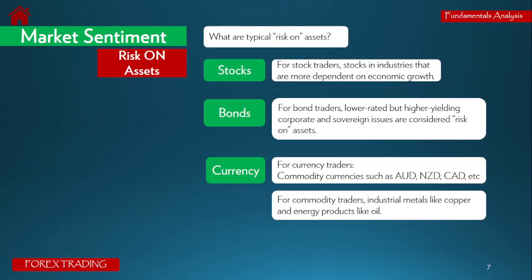Now let's see what are typical risk on assets. We have stocks again, for stock traders, stocks in industries that are more dependent on economic growth. We have bonds for bond traders: lower rated but high yielding corporate and sovereign issues are considered risk on assets. And for currency traders, commodity currencies such as the Australian dollar, New Zealand dollar, and Canadian dollar are typically risk on assets. And we also have commodity traders: industrial metals like copper and energy products like oil are seen in the risk on assets.